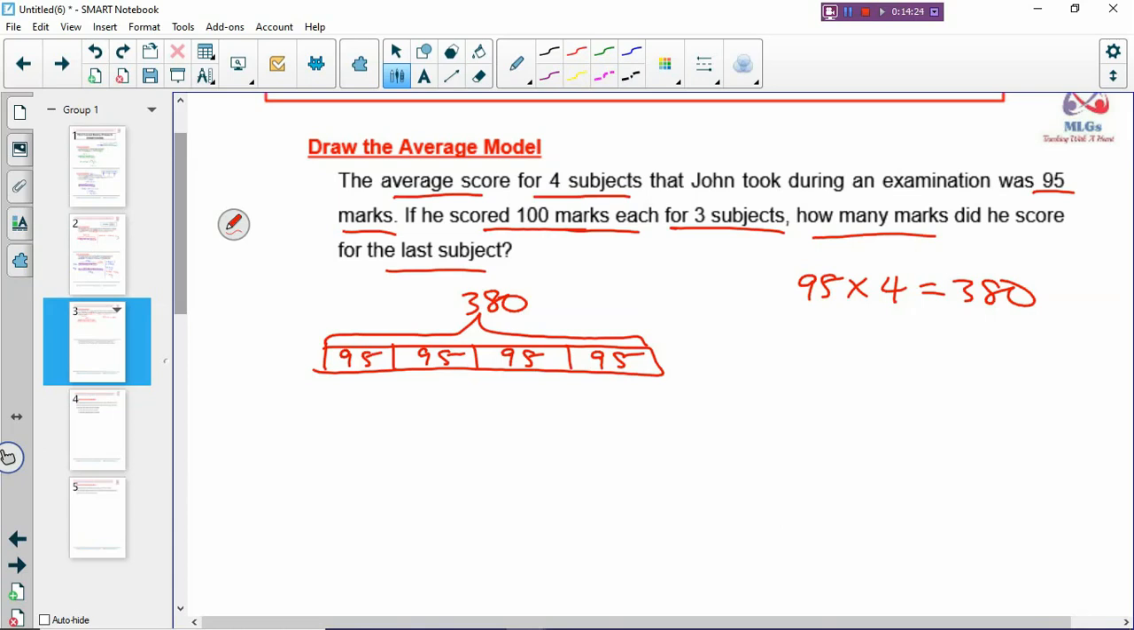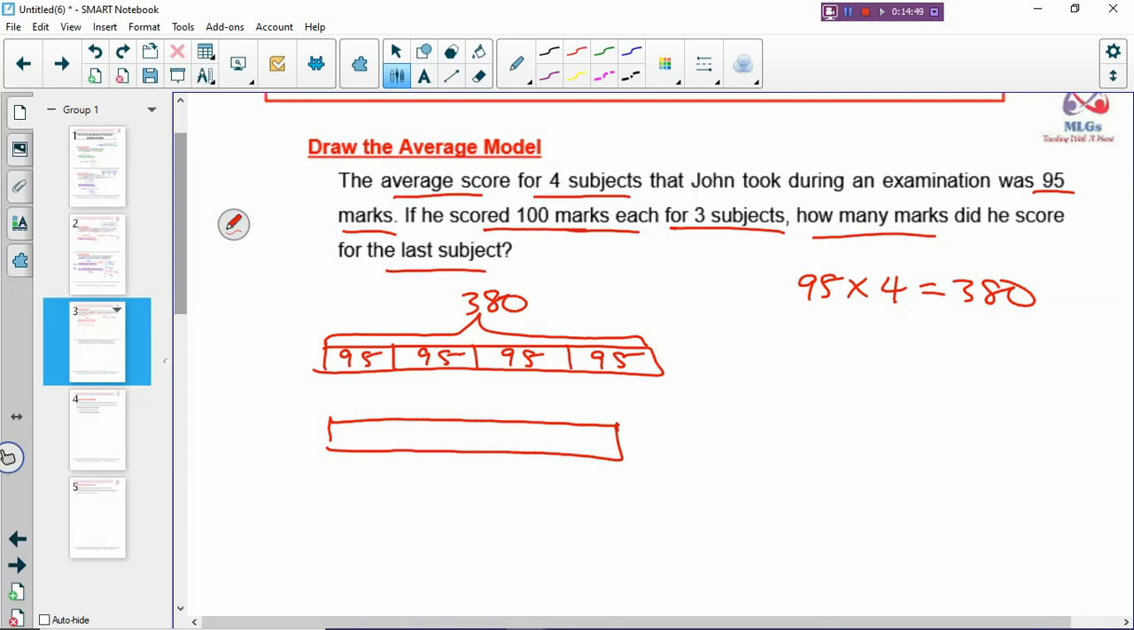Then how do you draw the next one? Now, if you score 100 marks each for 3 subjects, right? 3 subjects. So you look at the sentence and you draw 3 subjects, but this time what happened? There are only 3 subjects, right? So you can draw something like that, right? Why like that?